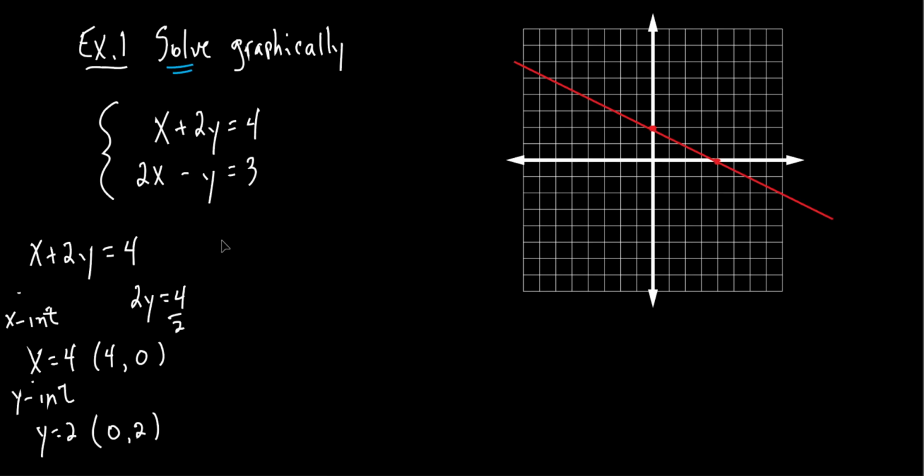You with me so far? So I got one line. Whoops. I got one line. So now I got to do the other line. So what's the other line? 2x minus y equals 3.